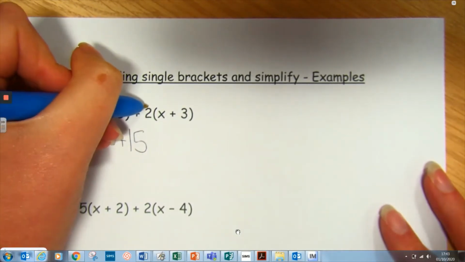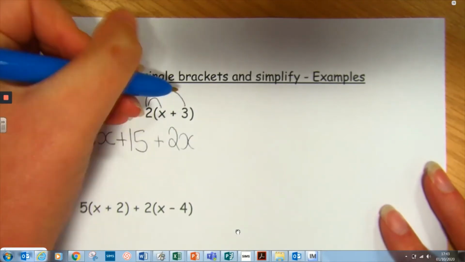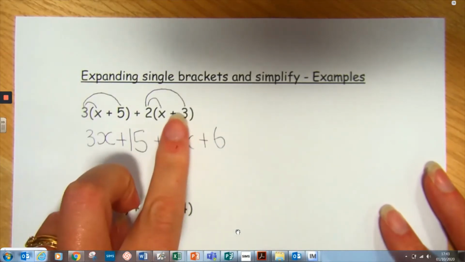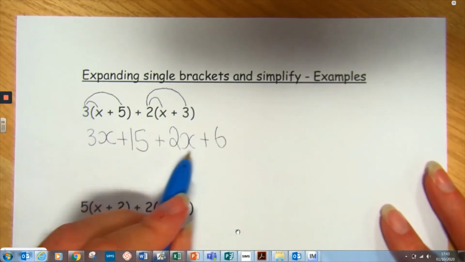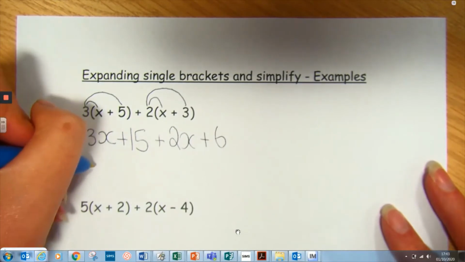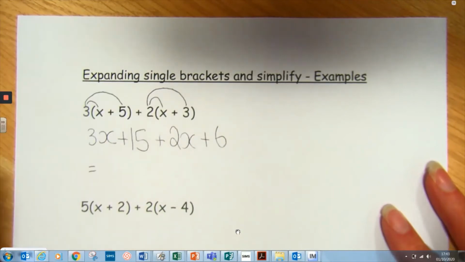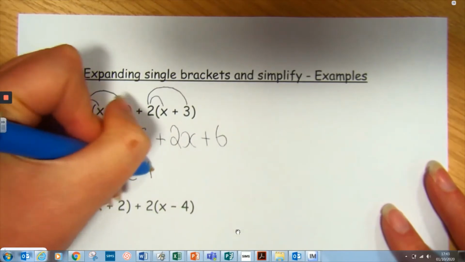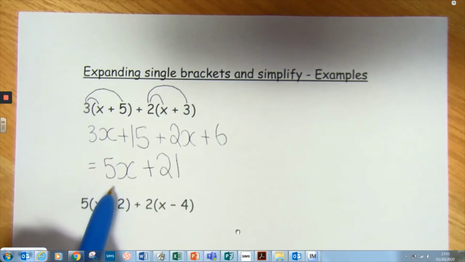Then we're going to do 2 times x, which is 2x, and then we're going to do 2 times 3. Okay, so we've expanded this first bracket, then we've expanded the second bracket. The next thing we've got to do is simplify. So we're going to collect together our like terms. So we've got 3x add 2x, so that's 3 add 2, which is 5x, and then we've got 15 add 6, which is 21. And again, that's its simplest form because we can't group x's and numbers together.